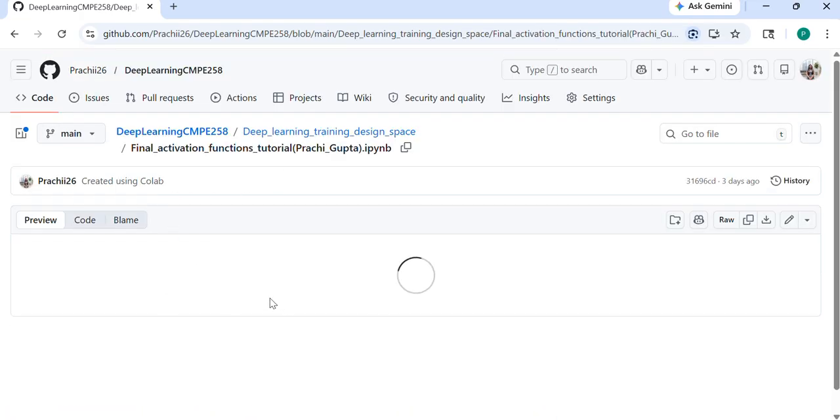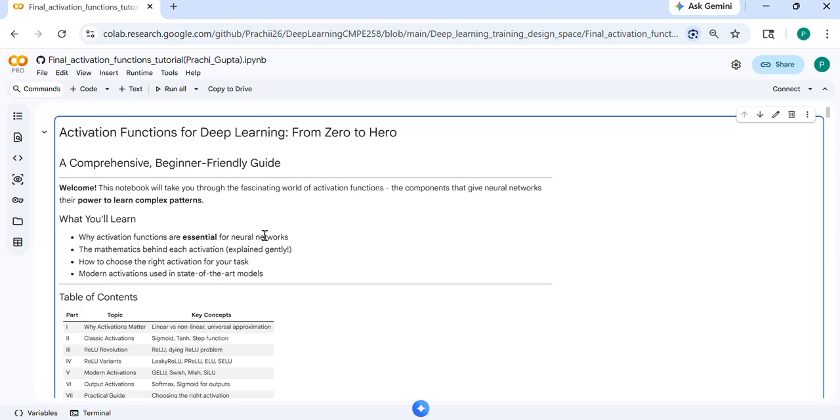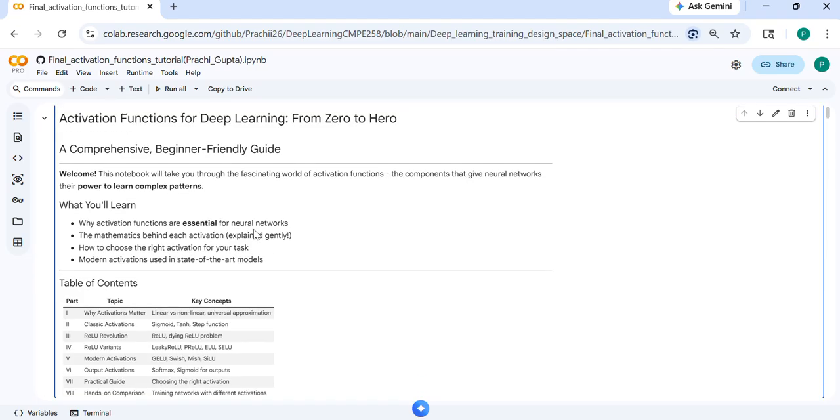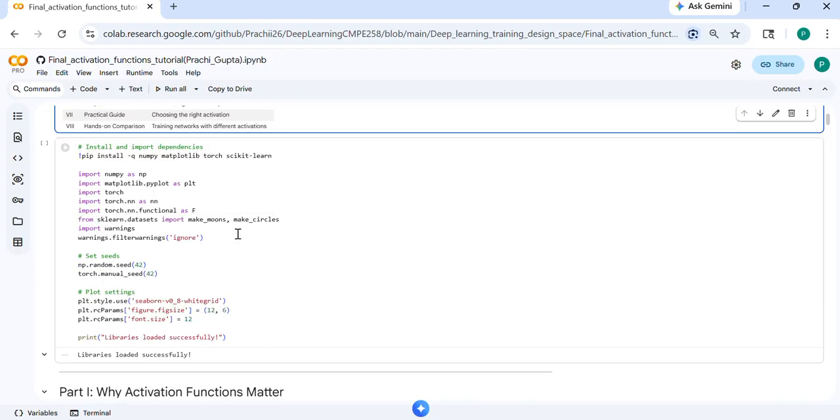Which is activation functions tutorial. I'll just quickly open it. So in this notebook we will take you through the fascinating world of activation functions, the component that gives neural networks their power to learn complex patterns. So what we will learn here: why activation functions are essential in neural networks, the mathematics behind each activation, how to choose the right activation for your task, and modern activations used in state of the art models. So this is what we are going to learn. So let's move forward.